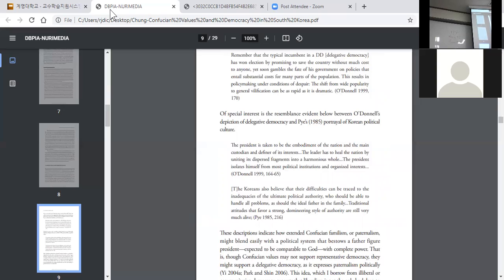Of special interest is this similarity between O'Donnell's delegative democracy and Pai's discussion of Korean political culture. Now, Pai is one of the West's most known scholars in terms of Korea. If I remember correctly, he's based at Yale, but I don't remember. Anyway, it's basically a collection of Pai's talk that shows how Koreans seem to be following a delegative democracy model that they give the president a lot of power, right? The president is the embodiment of the nation and the main custodian, definer of its interests. That makes him a king. That's how we define king. The king is the country.